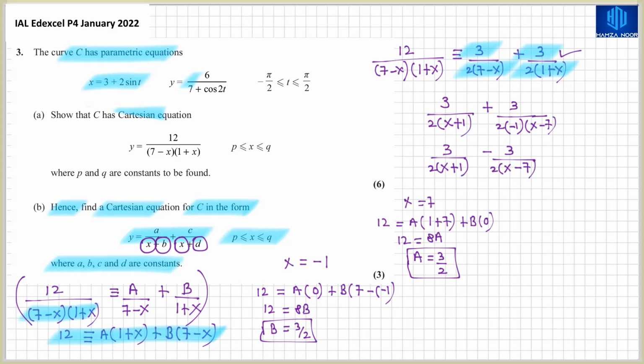We have expressed the Cartesian equation for C in this particular form. So this is our final answer. Therefore, y equals 3 over 2(x + 1) minus 3 over 2(x - 7). So this was the answer of part B. This was question number 3 of the International A-Level Edexcel P4 January 2022 paper.